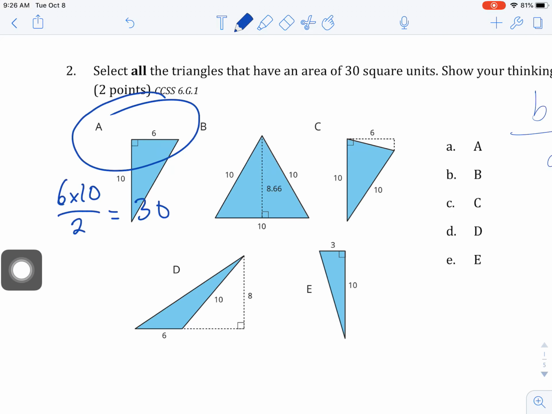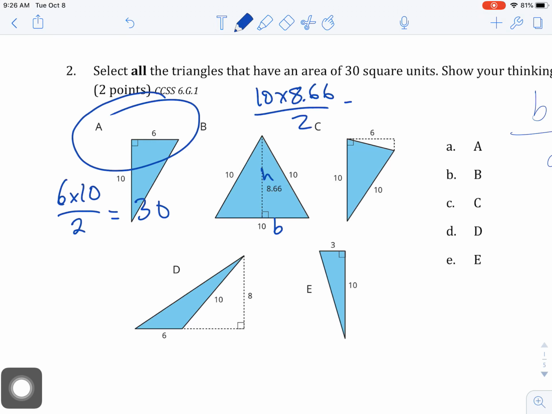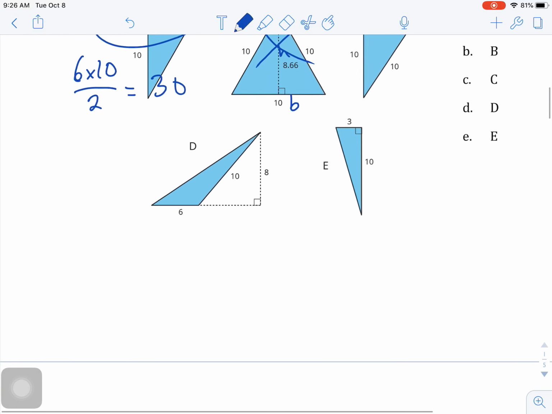Go to this next triangle. Here's your base, and your height is 8.66. If I multiply that out, 10 times 8.66, and divide by 2, it's definitely not 30. It's going to be something like 43.3. So B is not one of them.